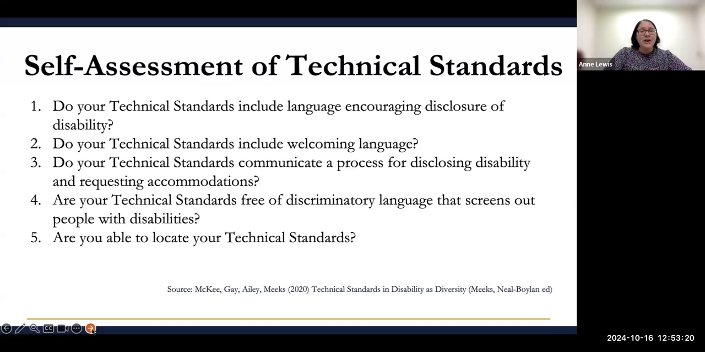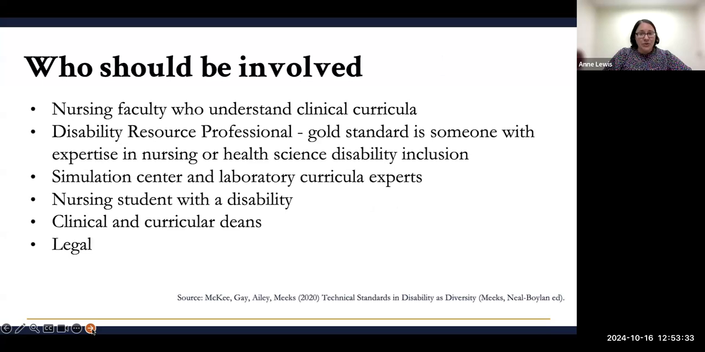And finally, are you able to readily locate your technical standards? If prospective students cannot find this information easily, it can send a message that they are not wanted. So if any of your answers to these questions were no, it's time to reassess your standards and align them with current best practices to promote inclusivity. And now Brandi is going to talk about who should be involved with this.